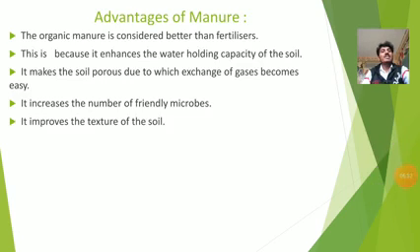What are the advantages of manure? Organic manure is considered better than fertilizers. This is because it enhances the water holding capacity of the soil. It makes the soil porous, due to which the exchange of gases becomes easy. It increases the number of friendly microbes. The fifth one: it improves the structure of the soil.